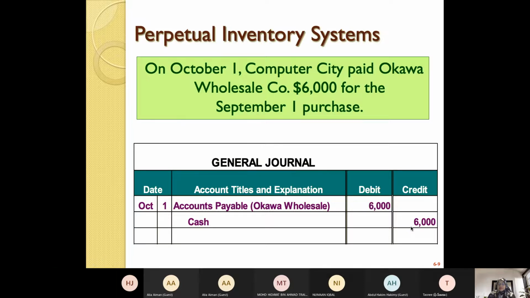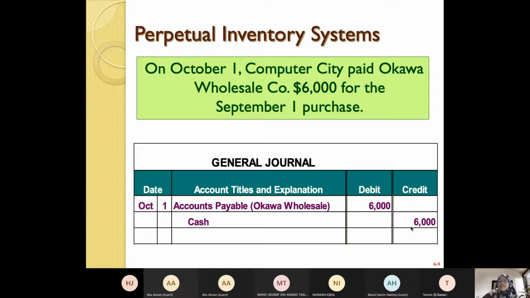Is that clear? It's a bit confusing because there are names here. You must know who is your accounts payable, who is your accounts receivable. Here, Computer City is the company. Make payment to Okawa. Okawa is your accounts payable, right? So that's why you debit your accounts payable, credit your cash. So these are the journal entries that you must know, right?